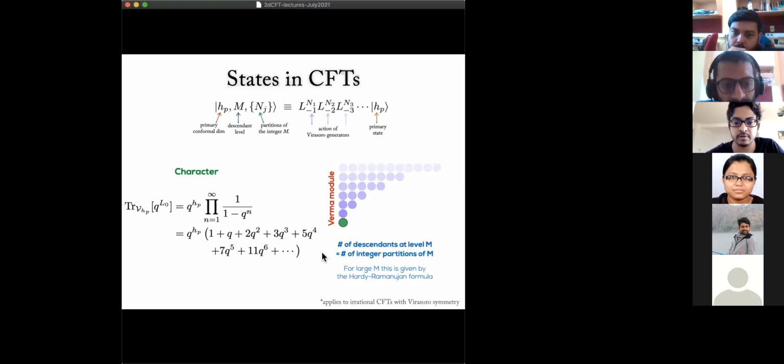Okay, so that's a useful thing. At each level, the number of descendants, the degeneracies, is given by the integer partitions. And for large descendant levels, for large M, the growth is actually given by the Hardy-Ramanujan formula, which counts the integer partitions.